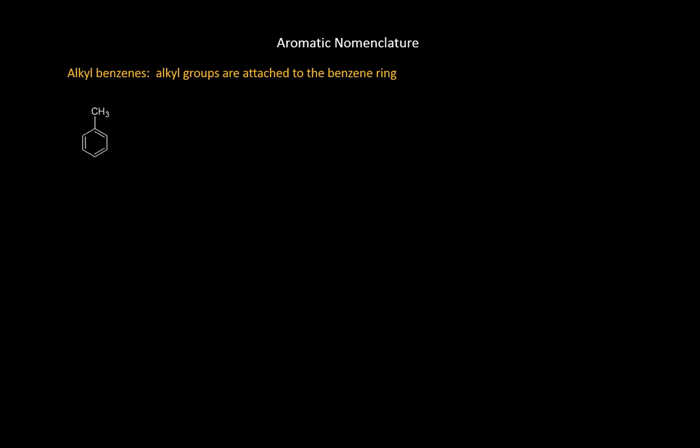Methyl is attached to the ring. We call it simply methylbenzene. It can be on any carbon on the ring. The name is the same. Methylbenzene also has the common name toluene. It's a colorless liquid like benzene itself.